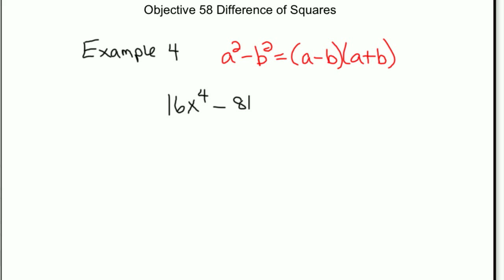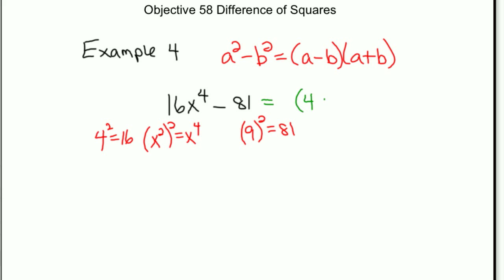Well, 16 is a perfect square because 4 squared equals 16. X to the fourth is a perfect square because x squared squared is x to the fourth. And 81 is a perfect square because 9 squared is 81. So we know that this 16x to the fourth minus 81 will fit my rule. And the answer is going to be 4x squared minus 9 times 4x squared plus 9.